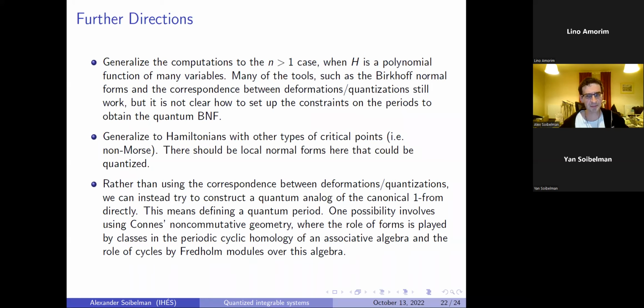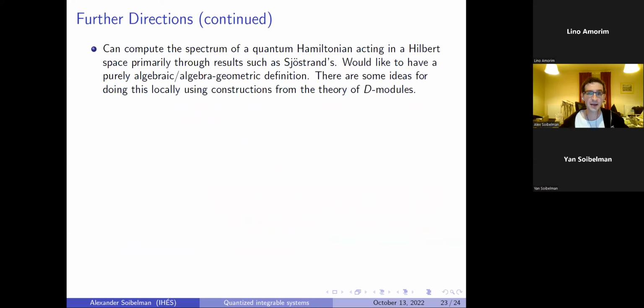Okay. But yeah, in general, it probably needs to do something else. And finally, just one last thing: this is going back to this result of Sjöström's and connecting it back up to computing spectra of quantum Hamiltonians. Maybe instead of doing it through these results involving analysis, you can compute some sort of algebraic version of the spectrum, define the spectrum of a quantum Hamiltonian purely algebraically.